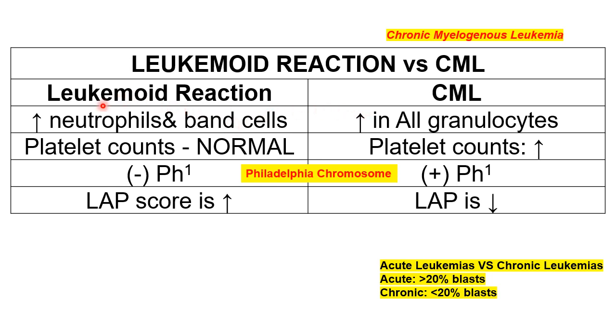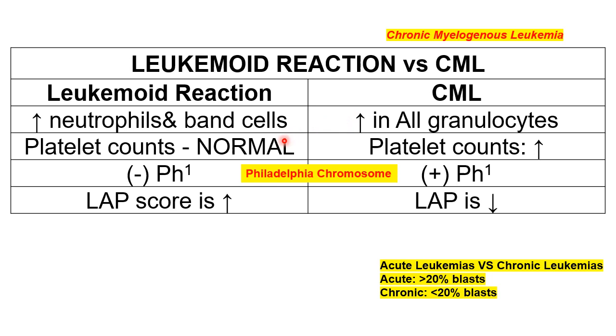Kapag leukemoid, ang mataas lang dyan is neutrophils and band cells. Whereas in CML, lahat ng pati blast, no? Pati mga mature cells dumadami din in CML. Ano ulit ang cut-off natin dun sa CML as compared to your AML? Ano ang blast number? Diba kapag acute, more than 20%. Ang chronic, less than 20%.